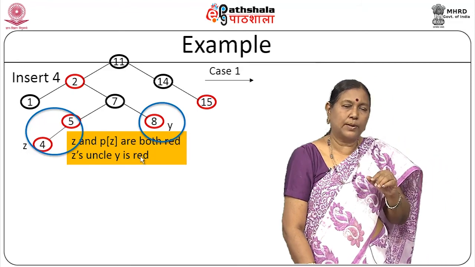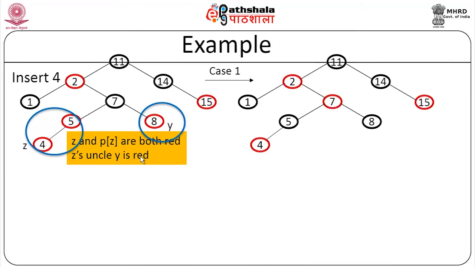So, in case 1 what all has to be done? You remember what we did in case 1? We colored first y as black, and then we colored the grandparent as red, and then we colored the parent as black. Okay. So, that is what we did, and we get this new tree.